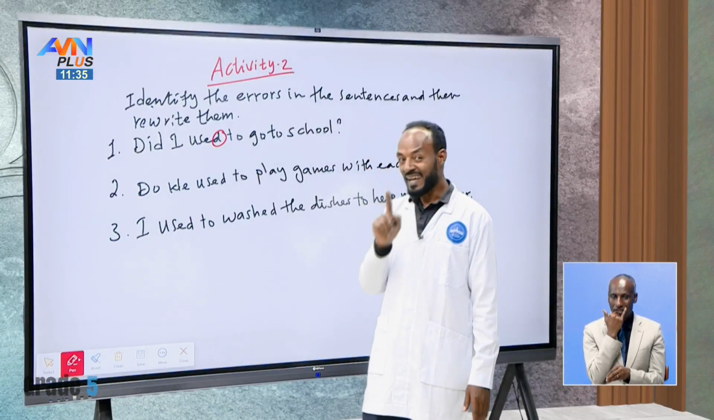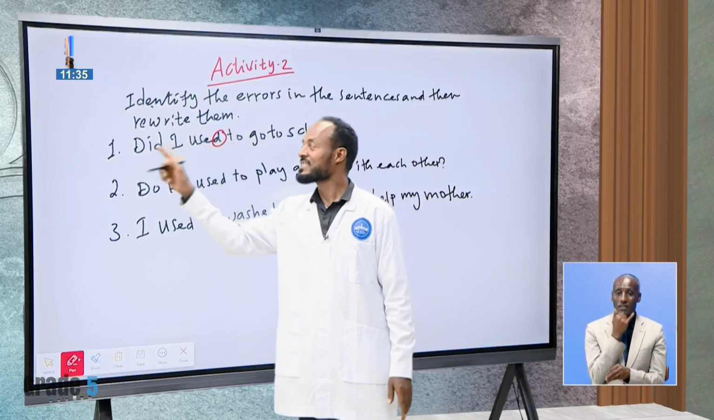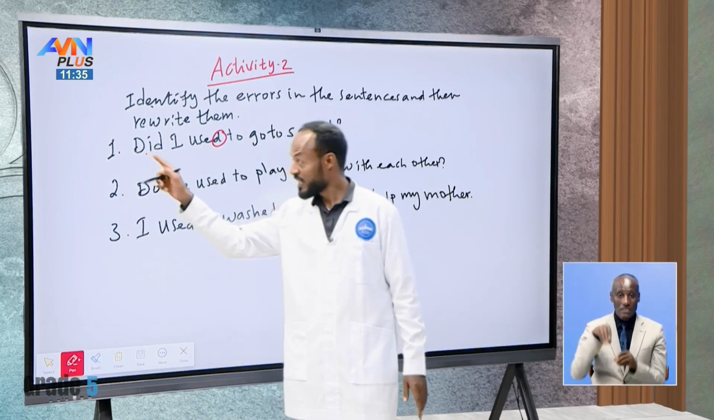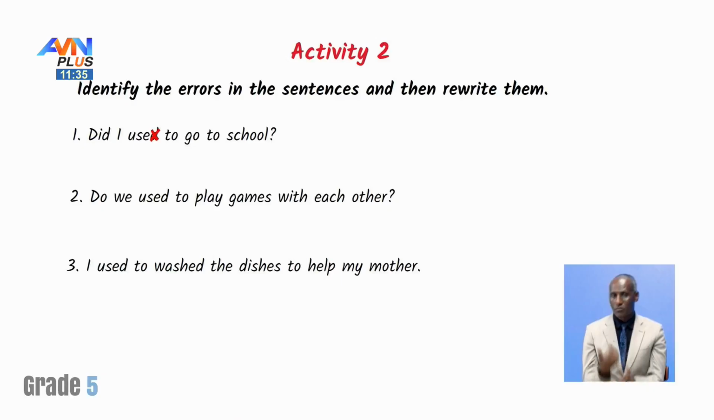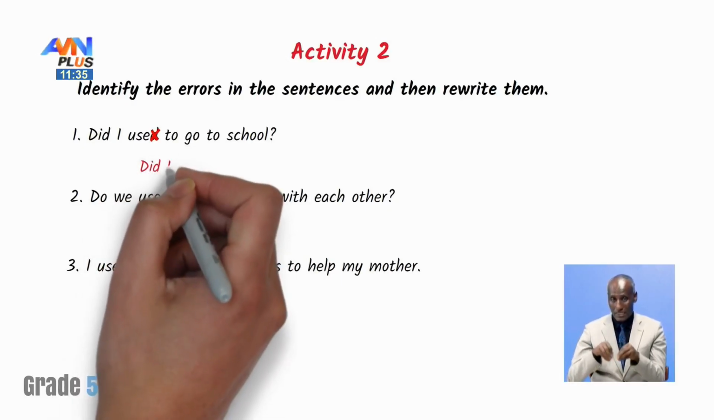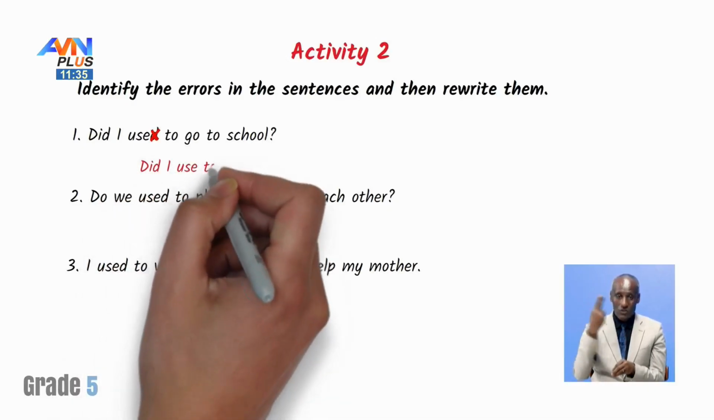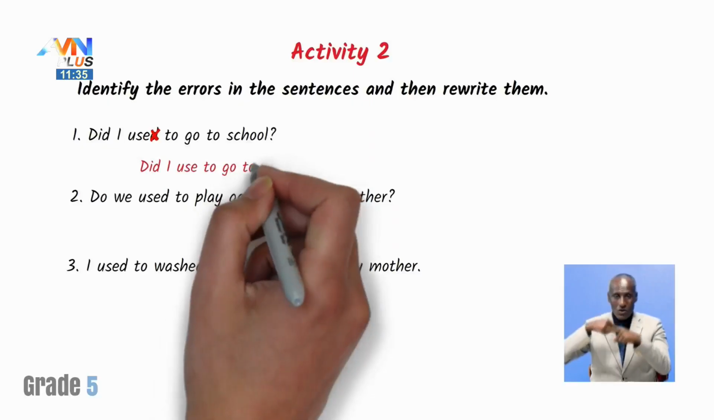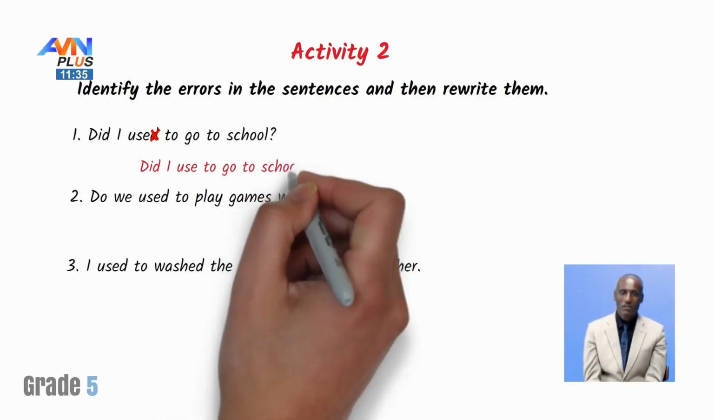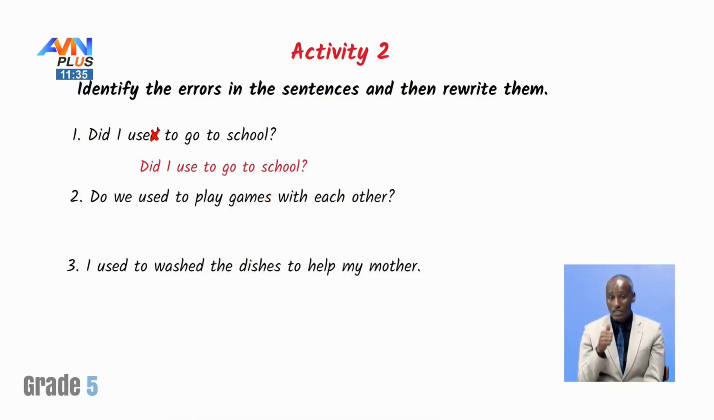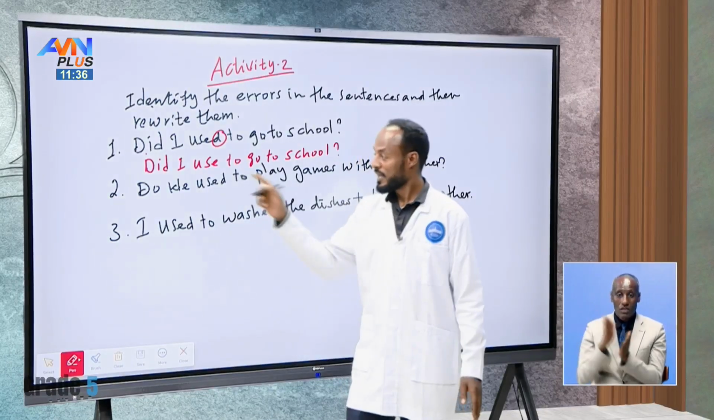Because we cannot say used, just past indicator is here. So we have to say just like this: Did I use to go to school? We cannot use past form in this sentence. Okay? Did I use to go to school? What about the second one?